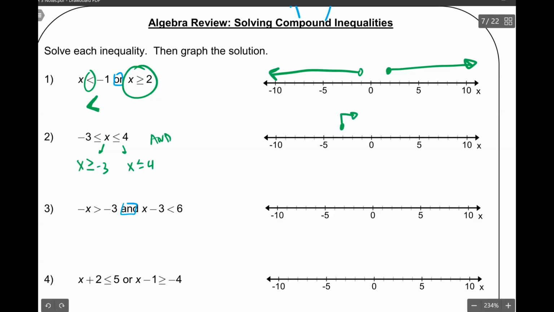And then I can draw it that way. I go to 4, I close my circle, and the arrow goes that way. Since this is an and, I want where they are overlapping, so they're going to be overlapping in the middle. Another way to show this is I could have drawn the arrow going this way, then this arrow going that way, and what we really want is just where they're overlapping, so it'd be from -3 to 4.